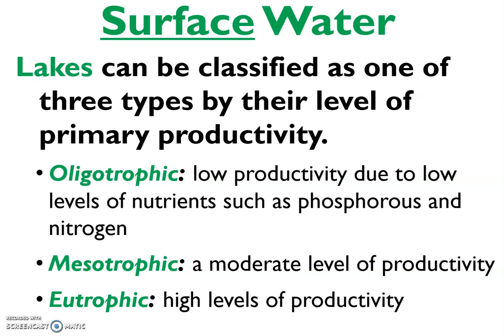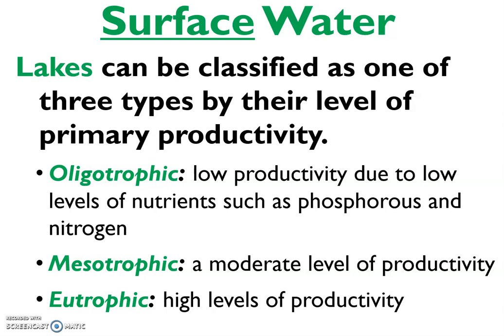A mesotrophic lake has a moderate level of productivity. And the last one is a eutrophic lake. A eutrophic lake means that there are high levels of productivity. It means that there's naturally a lot of nitrogen or phosphorus in the water, and therefore there's lots of algae or bacteria in that water. So you get that murky, no longer crystal blue type of lake. And these are all three naturally existing conditions.